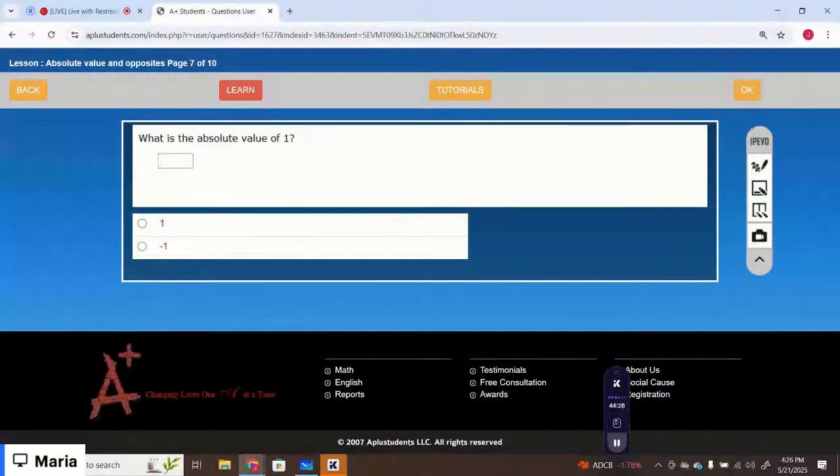Absolute value of 1 is 1. That is already a positive number. So the correct option is 1. Okay, you can complete the lesson by yourself. By the way, let me just move on to the next lesson.